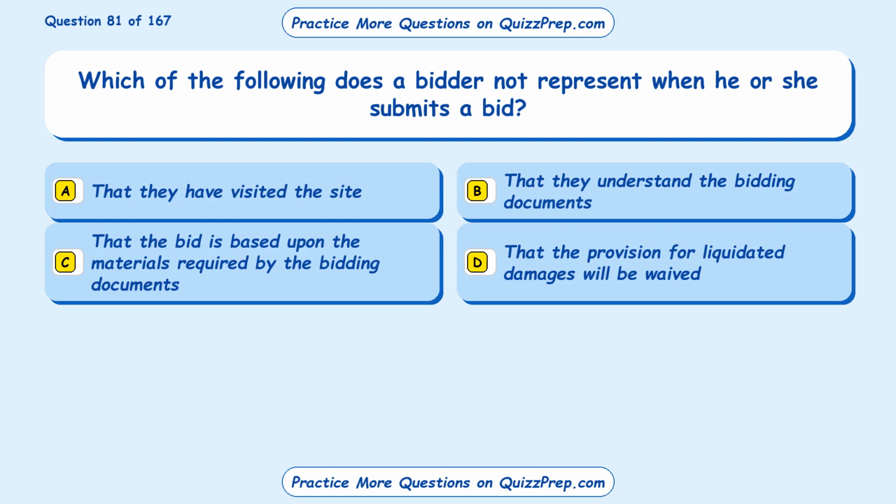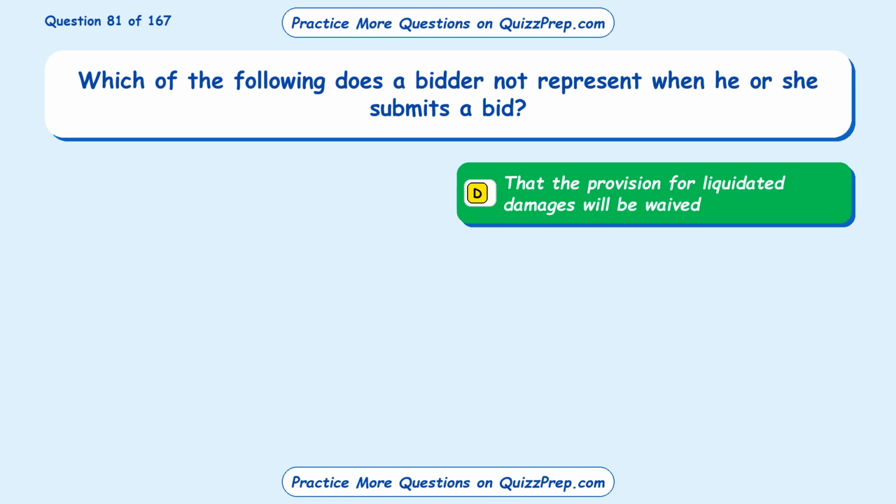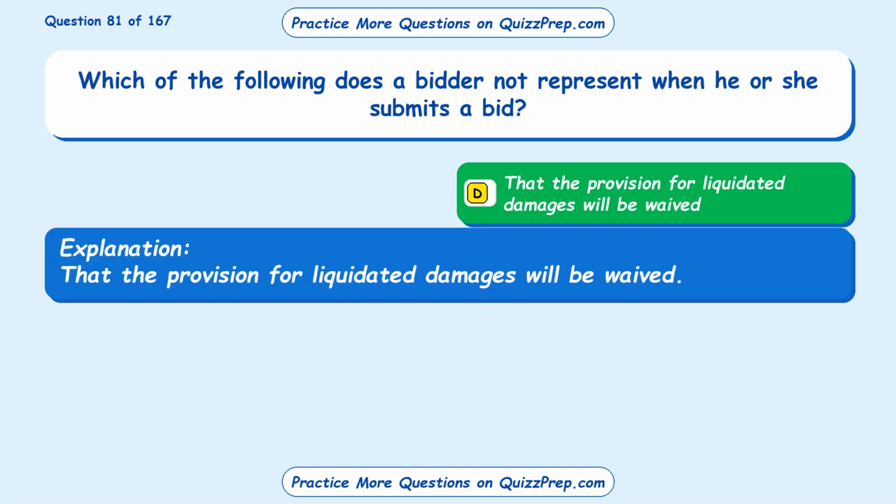Question 81. Which of the following does a bidder not represent when he or she submits a bid? Option A, that they have visited the site. Option B, that they understand the bidding documents. Option C, that the bid is based upon the materials required by the bidding documents. Option D, that the provision for liquidated damages will be waived. The correct answer is Option D, that the provision for liquidated damages will be waived.